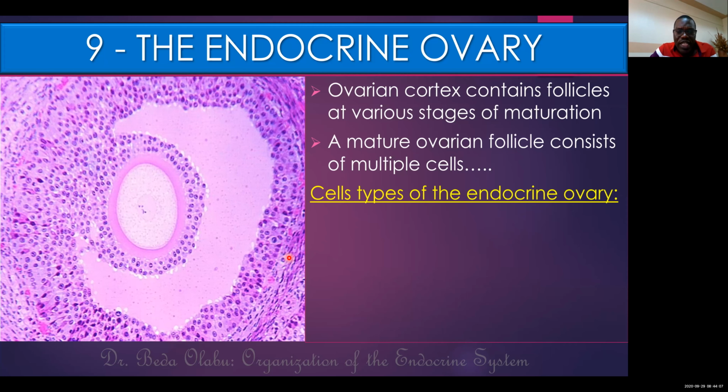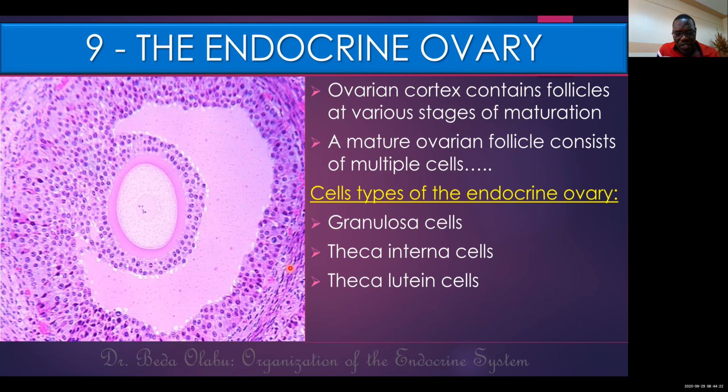So which cell types in the ovary actually produce hormones? We have the granulosa cells, which are those ones. We have the theca interna cells. You can call them theca follicular cells. After ovulation, these ones, theca interna, become theca lutein cells. And the granulosa cells become granulosa lutein cells. So these are the cells responsible for endocrine functions in the ovary.